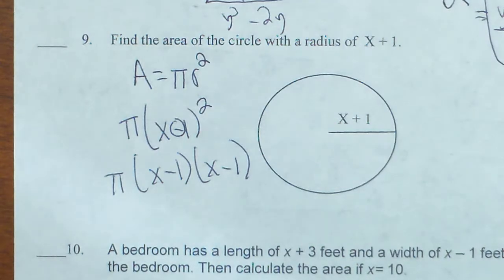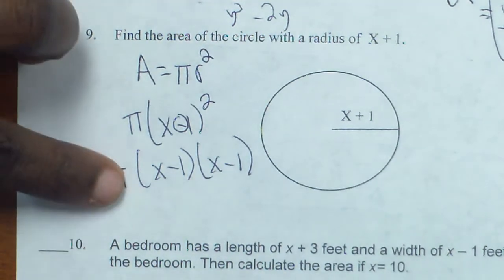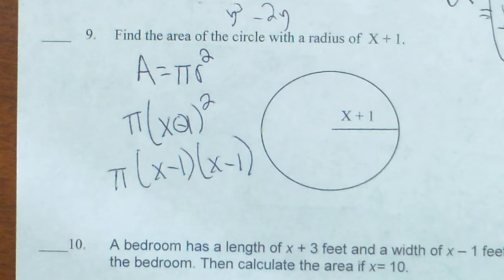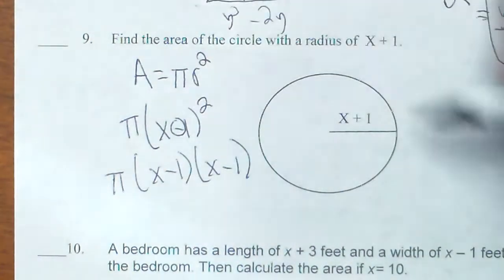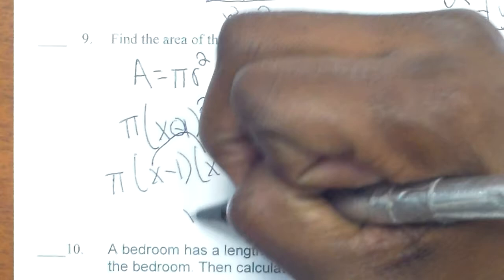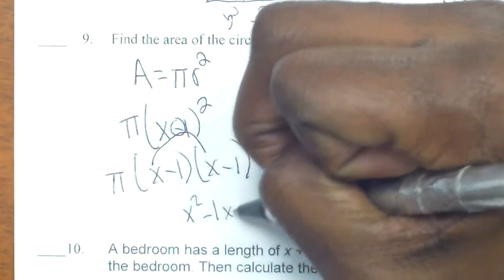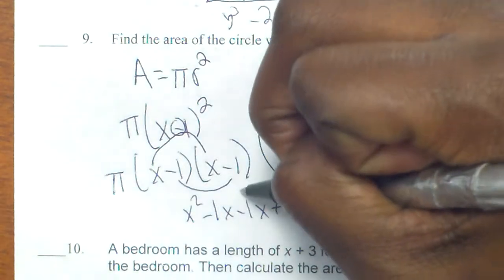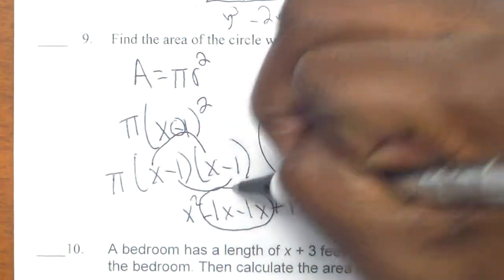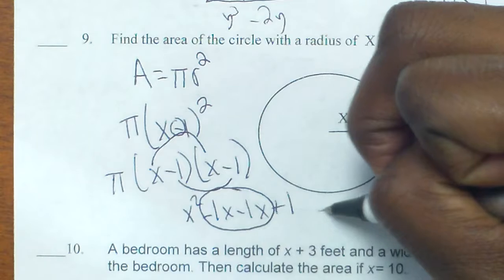Got it? Now, leave the pi outside. Pi is like a variable. It stays out there. You're not changing it to 3.14. Pi is a variable. Does everybody understand that? So we're going to leave it outside. We're going to go ahead and get rid of our two binomials. So we're going to distribute using the FOIL method. We get x squared minus 1x, negative 1 times negative 1 turns into positive 1. Combine our like terms, and I'm going to move my answer over here.